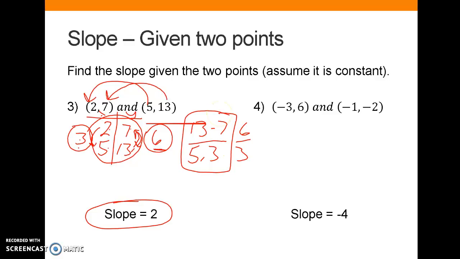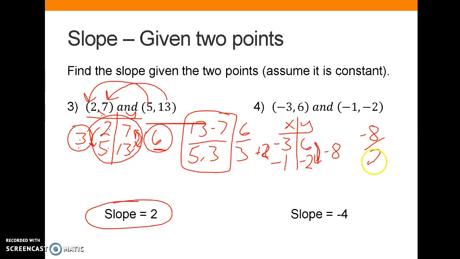Let's do the same thing here. If I did this with an x and y table, then I would have negative 3 matched up with 6, negative 1 matched up with negative 2, but I would find the difference here. I would take negative 2 minus 6, which is negative 8, so it went down 8, and from negative 3 to negative 1, it went up 2. Negative 1 minus negative 3 is positive 2. So it's negative 8 divided by positive 2, which gives me a slope of negative 4.